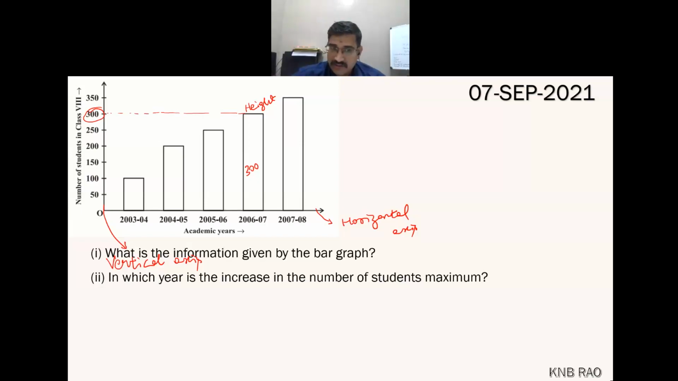Sir, 2007 to 2008. Wrong. Vedant, read it again. Sir, 2003 to 2004 to 2005. Read once again the question carefully. In which year is the increase in the number of students maximum? So the increase is maximum. 2004 to 2005. The gap is 100, 100, 100. Increase 100, 100, 100. But whereas here the increase is 200. So in which year is the increase maximum?